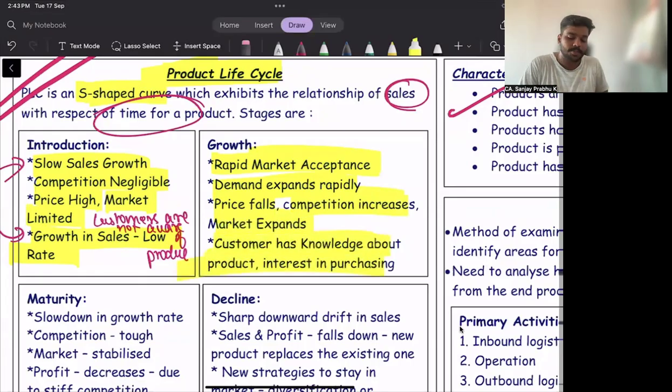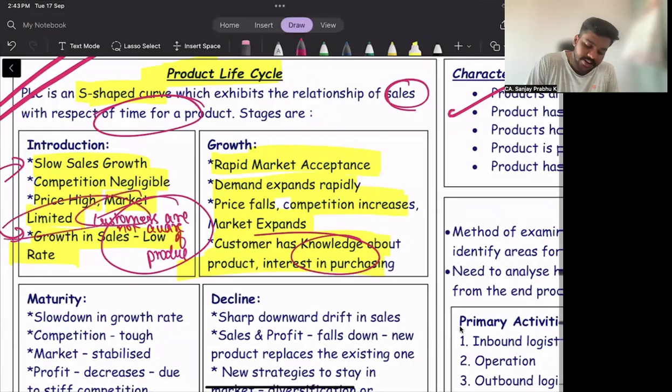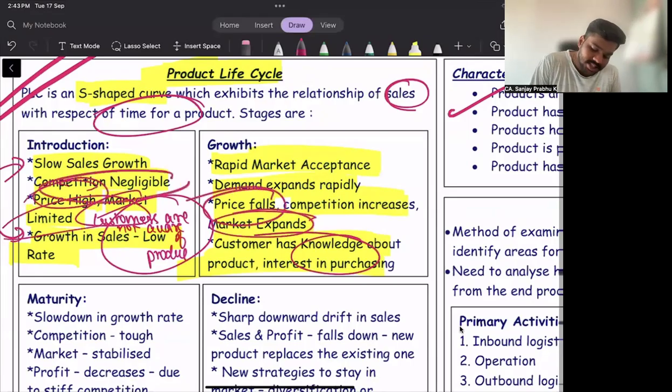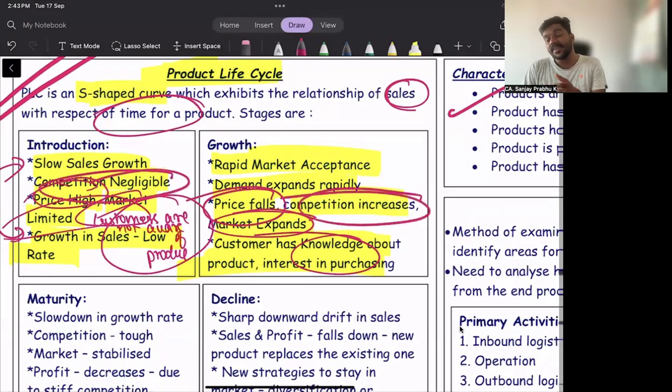Customer is having knowledge about the product. See the difference here. There the customers are not having knowledge about the product. Here the customer is having the knowledge about the product. If a market is limited, if a market expands, if a price is high, if a price falls, if a competition is negligible, if a competition increases. Sometimes they will ask the difference between introduction stage and growth stage. You just need to write these points and you will be able to score marks.